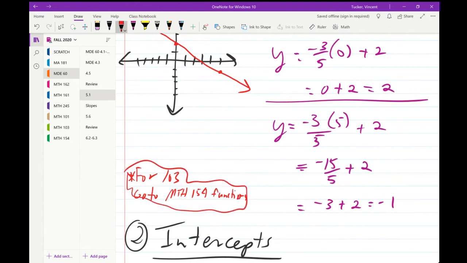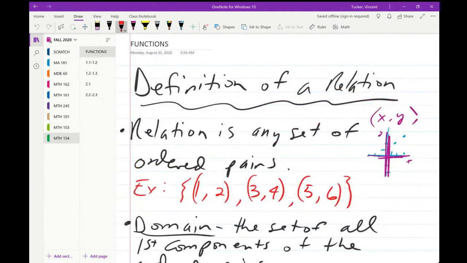All right, so the last thing in this section is functions. We start off talking about a function by actually defining what a relation is. A relation is just any set of ordered pairs. An example of that is (1, 2), (3, 4), (5, 6).